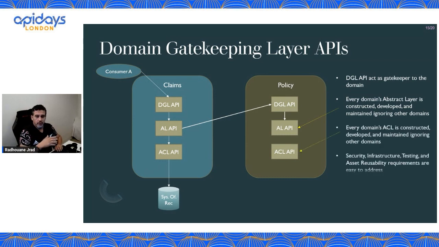Same thing, I mean, with all of them. That improves the reusability as well, because if the policy team wants to change how they search for policies, the claims team doesn't care. Their contract, the API contract, is with the gatekeeping layer. That doesn't change. The contract between the gatekeeping layer and the abstract API, that is part of the policy domain, and it belongs to the policy team.